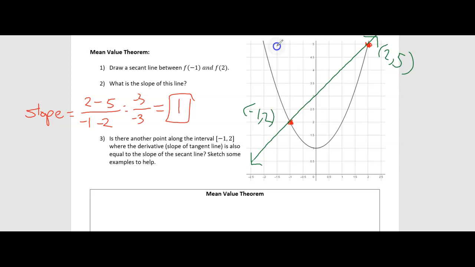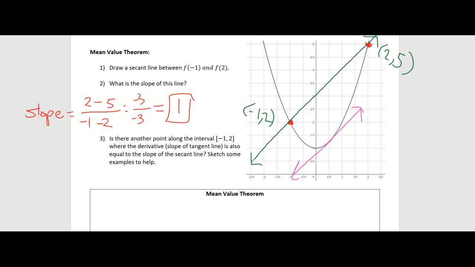Well, it's going to be somewhere to the right of 0, and it looks like it's going to be somewhere along here where the tangent line is also going to have a slope of 1. Right? It doesn't ask us to find the exact x value, it just asks us to try to determine whether there is one. And there is. This is essentially what the mean value theorem says.